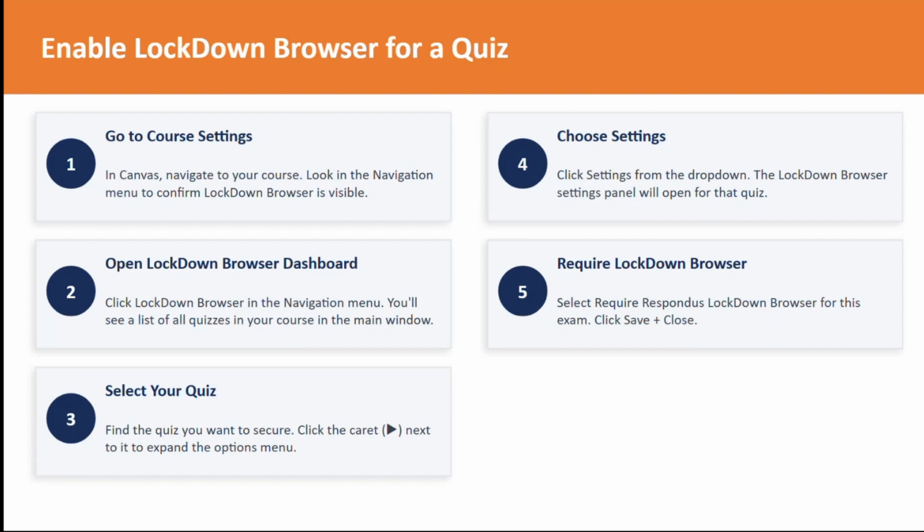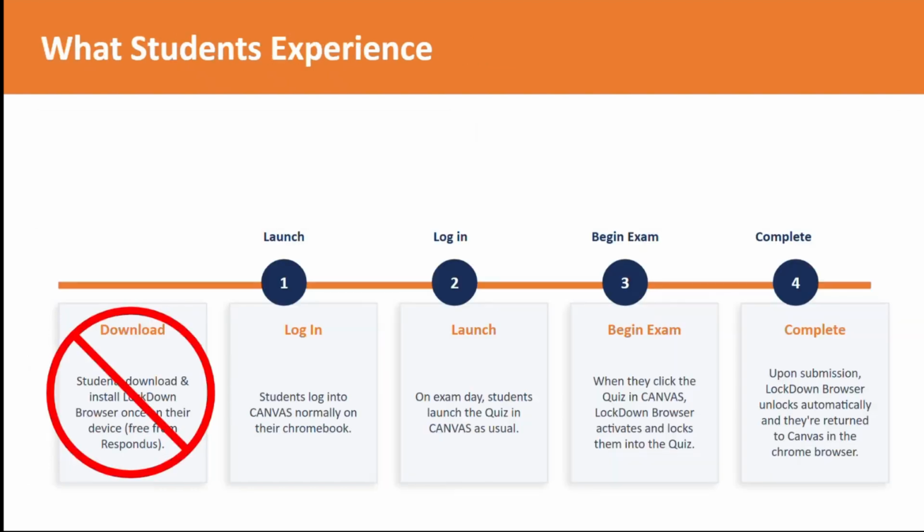But then it's set by quiz. So you don't set it for the whole Canvas course, and you don't set it as a district. I can't set it for everybody in the district. It is a per-quiz setting. So you would select the quiz that you want to secure, and then you would hit the little caret on the side. It'll open that options menu, and you'll click on settings, and then you'll just enable the Lockdown Browser for that quiz, and you'll save it. So that's on your end.